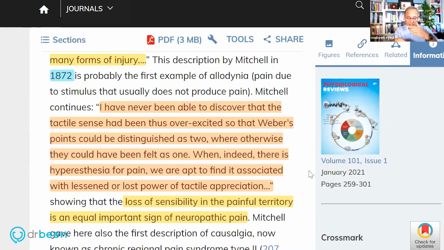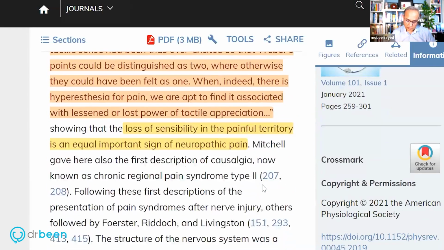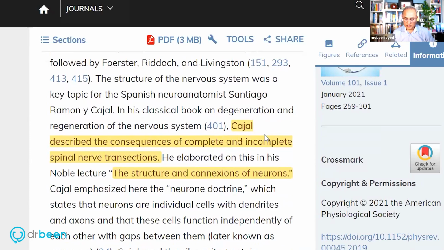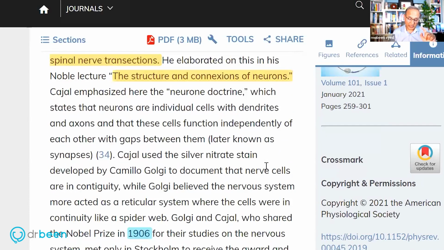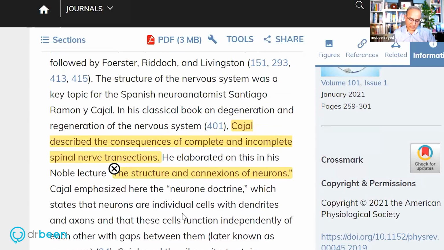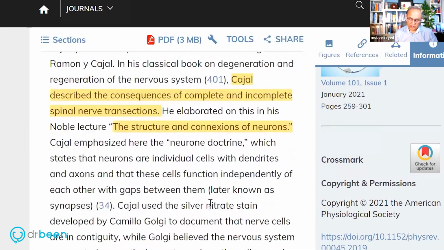Now, there is the other way around as well. When we have pain from some part of our body and we touch it or we press it, sometimes that can gate the pain and we can feel better. So then this was a Spanish researcher, and we're talking about 1906. They got a Nobel Prize for this work. Cajal described the consequences of complete and incomplete spinal nerve transection. This is the most important part that I want us to look at.